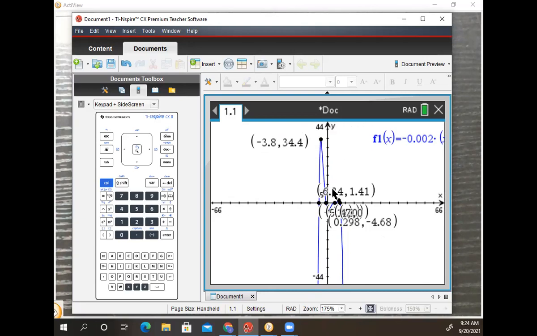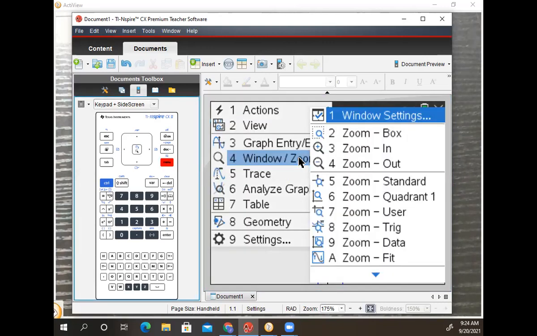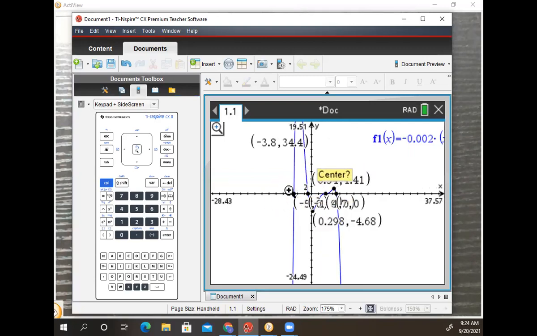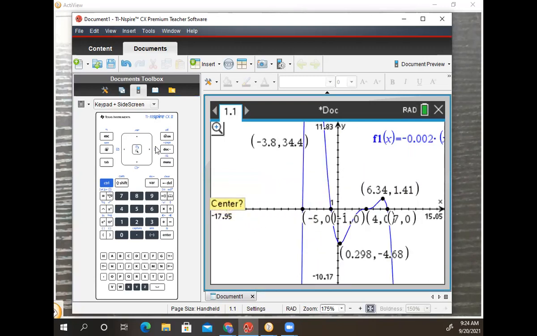Then I turn around and I'm decreasing. So I have a decreasing interval that starts at negative 3.8. And then I'm going to zoom back in. So I'm going to go to menu, window zoom, and I'm going to zoom in so I can see the rest of this graph a little bit better. Okay.